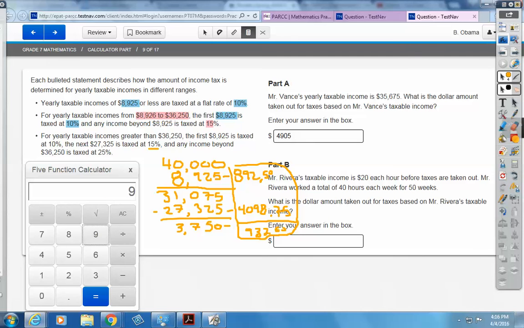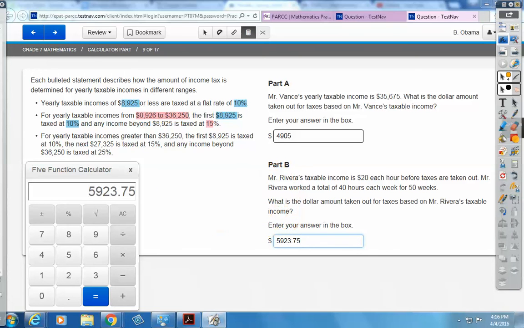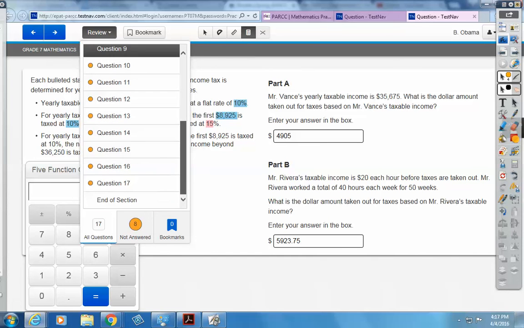So we have 932.5 plus 4075 plus 892.5. So that means you will end up paying a total of $5,923.75. All right, so those are the first 9 problems.